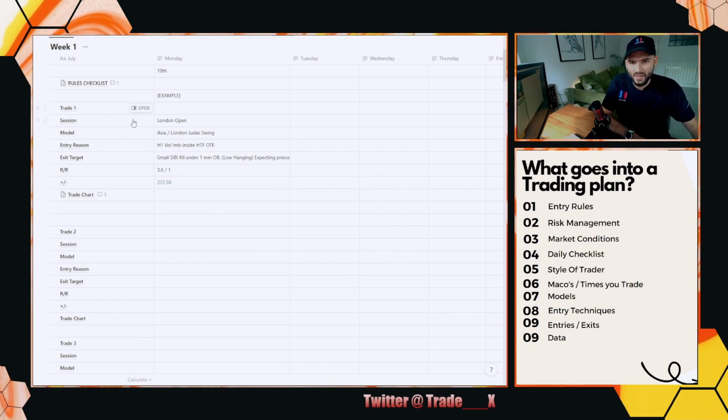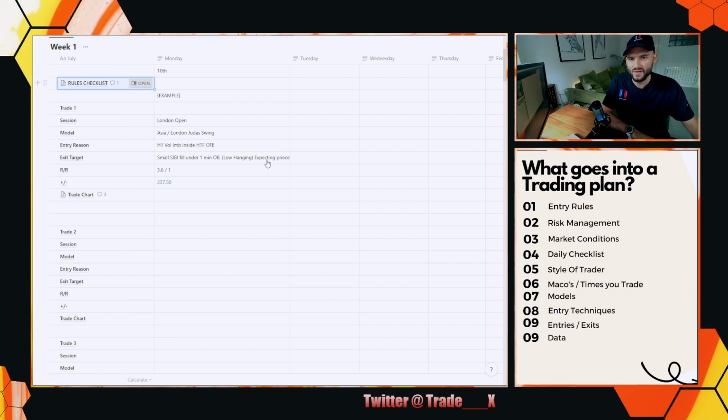But inside of here, we have trade 1. And this would be the session that you trade, and this will all make sense when we go through the trading plan in a second. The model that you utilize, the entry reason, the exit, the R to R, and your profit that you took. And then above and below each one, you'll see a trade chart and you'll see the rules checklist. Now the rule checklist governs the entire day's trading. And what I put in here is very, very important.